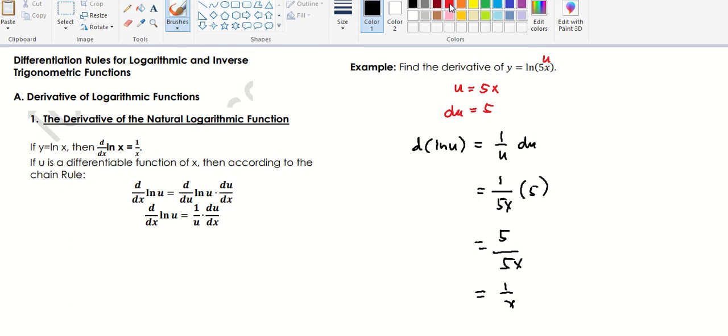Kasi makancel natin yung 5. 5 divided by 5 is 1. Alright? So this is our answer.